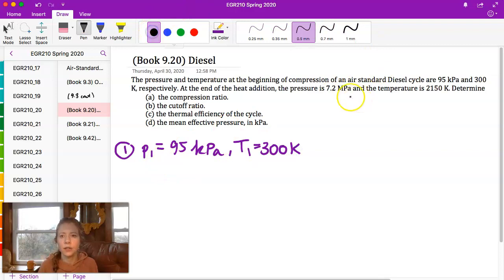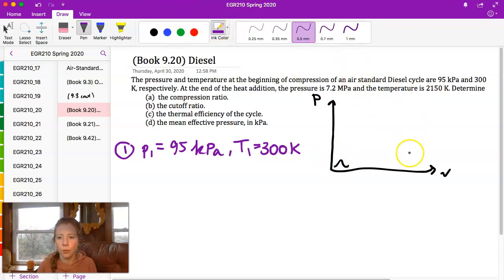And so let's start drawing this as we go. So I'm just going to draw this one on a PV diagram. Remember, we're dealing with air as an ideal gas, so I'll draw a teeny tiny vapor dome. And so for 1, we're over here. All right, and so we have compression, so we're going to get a decrease in volume and an increase in pressure. So let's go over here.